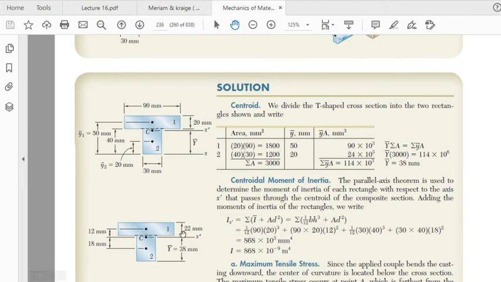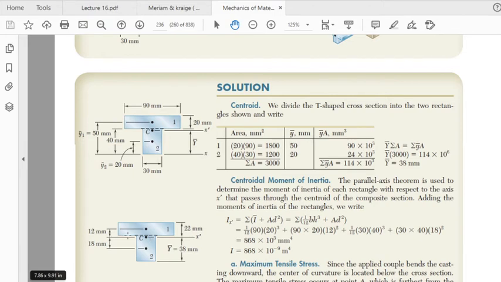B is this, for region 1, the rectangle at the top. This dimension is 90. So B is 90, H is 20. So B into H cube divided by 12. This is I bar for region 1.